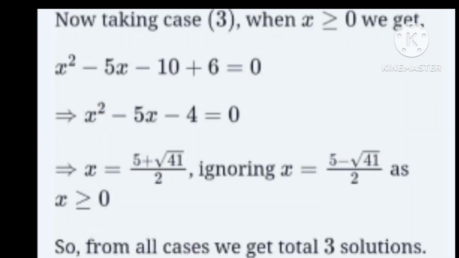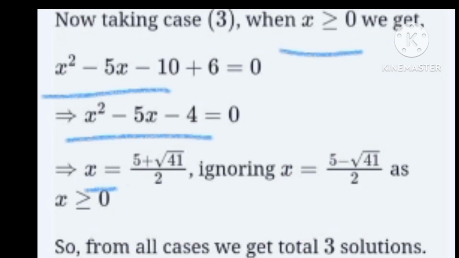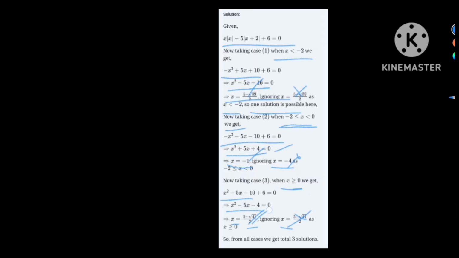So now next, x greater than or equal to 0. So x square minus 5x minus 10 plus 6 is equal to 0, x square minus 5x minus 4 is equal to 0. Now x is equal to 5 plus or minus root 41 by 2. So x is equal to 5 minus root 41 by 2 is not satisfying, x is positive, the positive value is satisfying. Now the sum of all cases, we get solutions: 1, another one is 2, here this is 3. So 3 solutions are there.